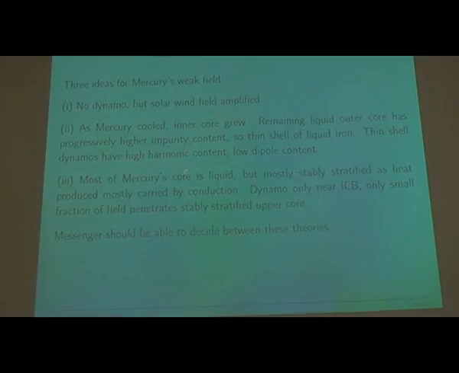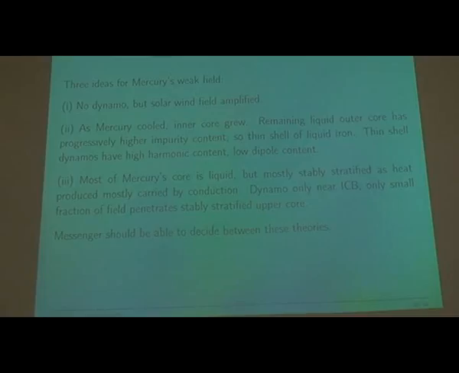The other theory is that the core is liquid, mostly stably stratified, as heat is mostly carried by conduction, just as I was saying. Then the dynamo is only close to the ICB, so almost everywhere heat is being carried by conduction. The dynamo is only acting very close to the inner core boundary of Mercury. So then there's a huge stably stratified region around it which is electrically conducting, which of course is shielding the dynamo that we actually see.